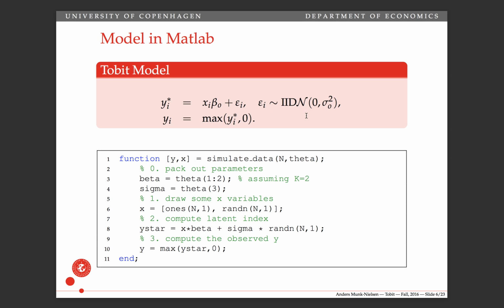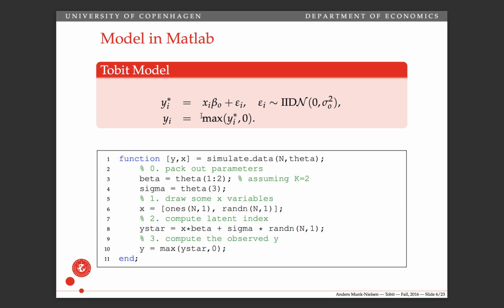We can code this up in MATLAB like this. A function that takes a number of data points you want and a parameter vector. Then it unpacks the beta and the sigma from theta. And it draws some x's. You can see there's a constant here that's n, a row vector of n ones, and then a vector of random normals. So it doesn't really matter what the distribution of the x's is. In the model, that's not really specified, so that's up to us. It should work for any distribution of the x's, or most distributions of the x's.